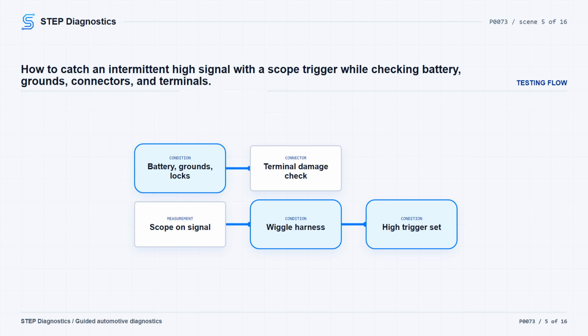Check battery condition and connections, identify and inspect related chassis grounds, and verify connectors are locked at components, modules, and in-line connections. Look closely for pushed out, corroded, spread, burnt, or broken terminals.